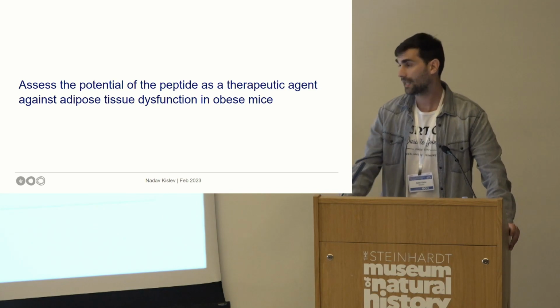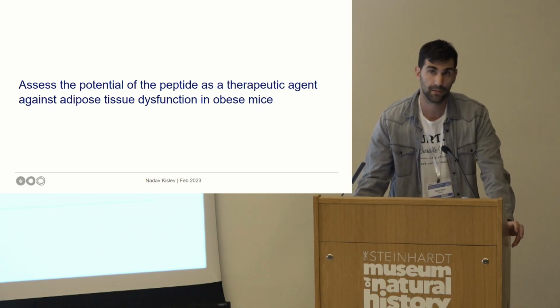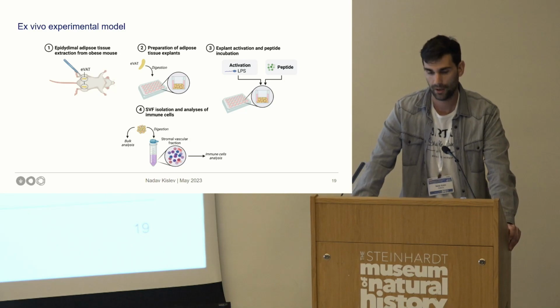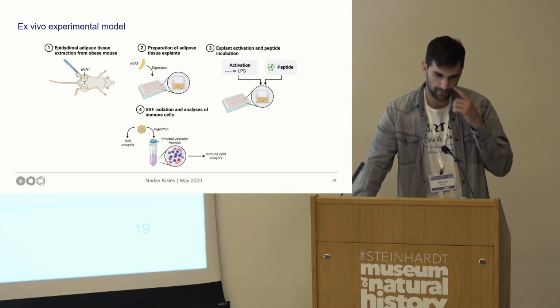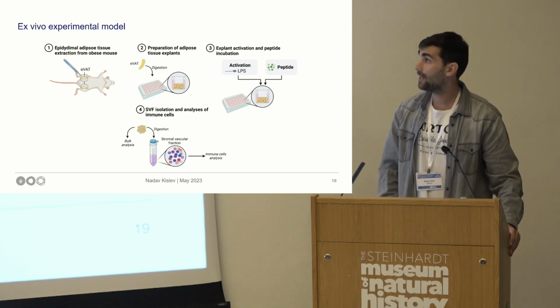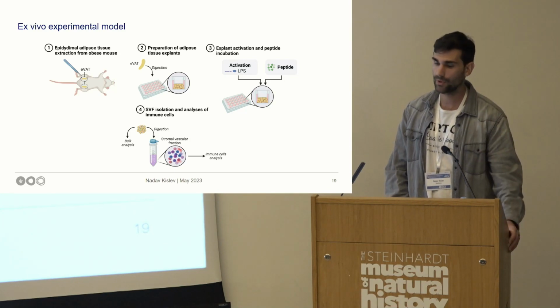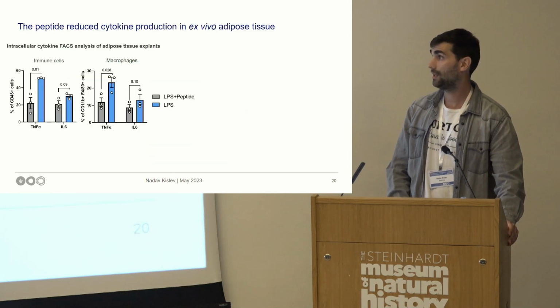So we knew that it can affect in vitro macrophage-like cells, but we wanted to assess its potential in the adipose tissue. So first of all, we used ex vivo tissues. We extracted the epididymal adipose tissue, the visceral adipose tissue from obese mice, used them as explants, where we activated those explants with LPS and incubated them with the peptide, and then studied the immune population and bulk analysis.